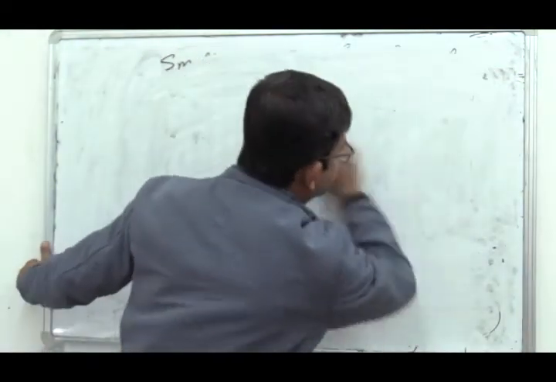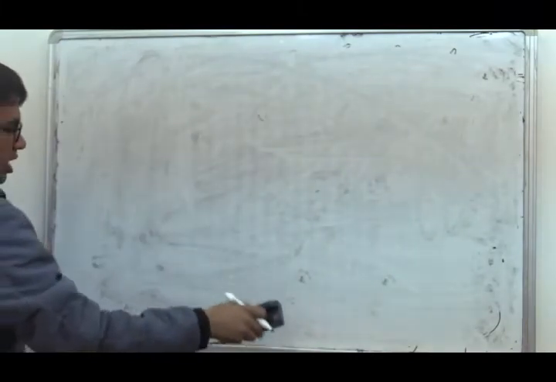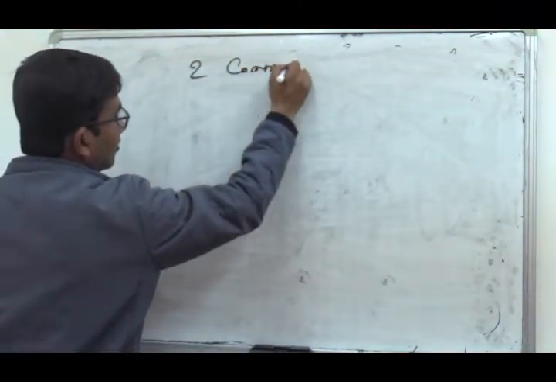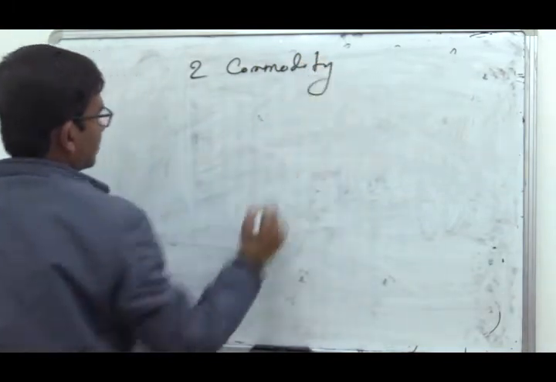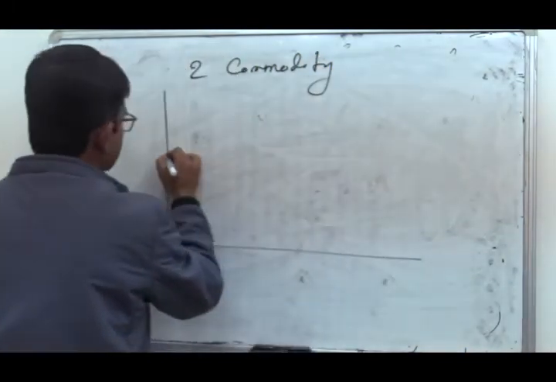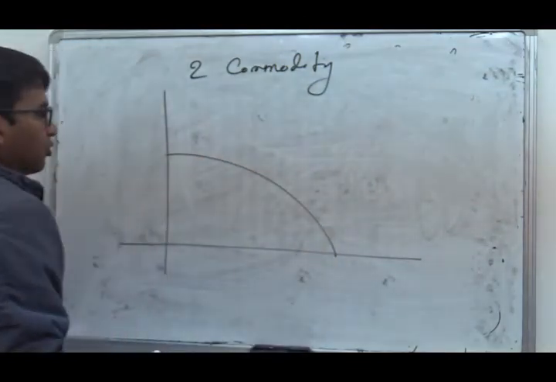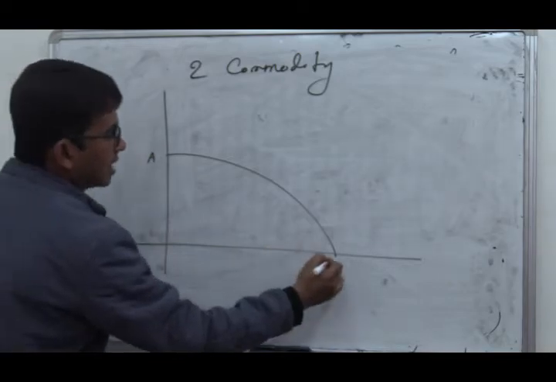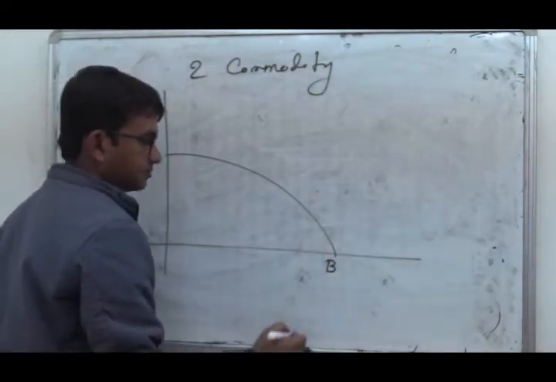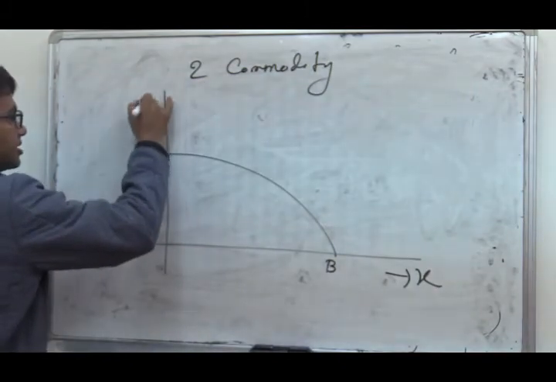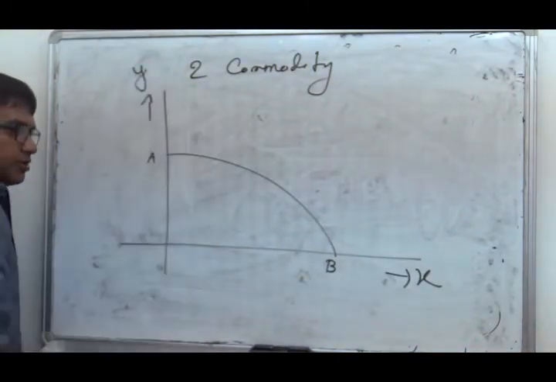So let's consider the easiest case, a two country, two commodity case. In the two commodity case, let us consider that this is the production possibilities curve of the country, which is given as A. In the horizontal axis we measure X, in the vertical axis we measure Y.